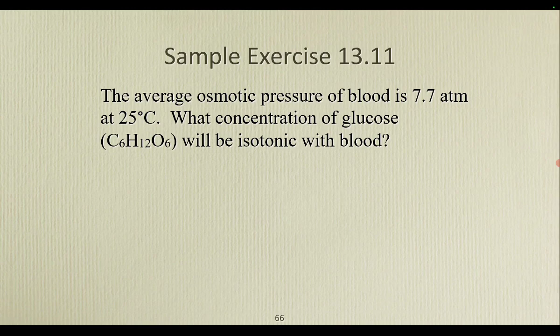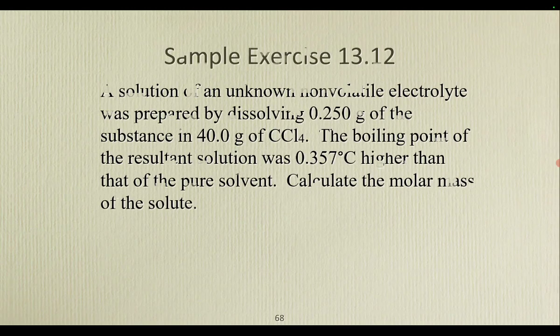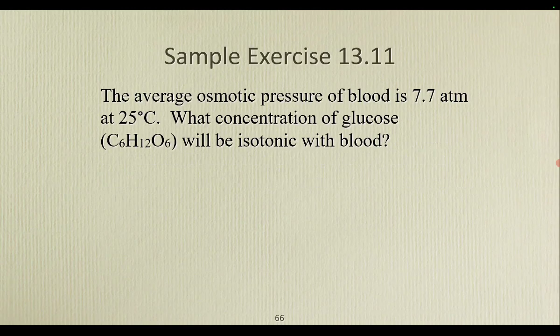Alright, and then with the next one, I think there's just 2 more. Yeah. With the next one here, the average osmotic pressure of blood is 7.7 atmospheres at 25 degrees Celsius. We want to figure out what concentration of glucose will be isotonic with blood. So remember, isotonic is essentially the same.